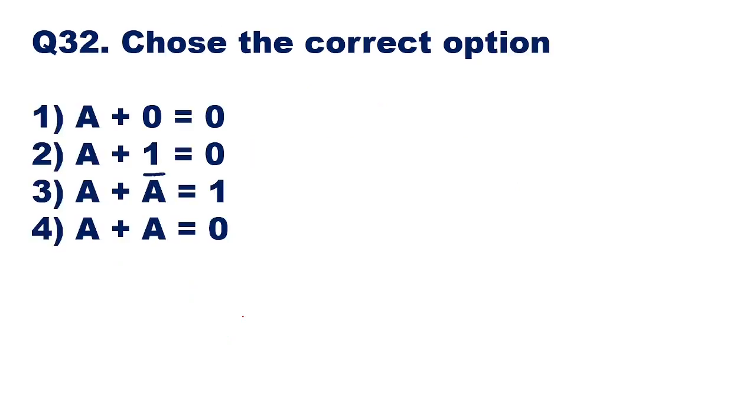Question number 32. Choose the correct option out of the 4 options given below. Now here, the first option is A plus 0. If you take A as 0, then 0 plus 0 is equal to 0. This expression stands correct. But if you take A as 1, 1 plus 0 is equal to 1. So in this case, this expression stands wrong. So this is not the correct option.